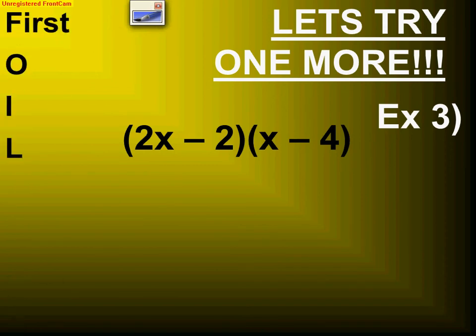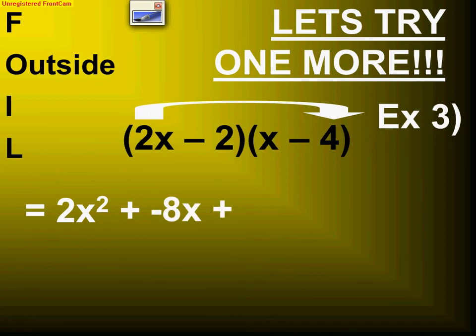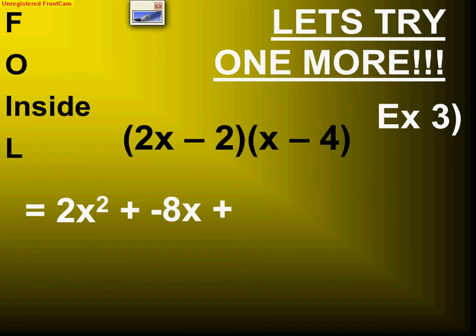So let's multiply our first together, which are 2x and x. 2x times x is 2x squared. Then we're going to do our outside terms. Those terms are 2x and negative 4. That equals negative 8x. Now, if you have plus negative 8x, that's fine, or even just minus 8x is fine. Next, we do our inside terms. Those terms are negative 2 and x. That multiplies to be negative 2x. Once again, you could just have minus 2x.